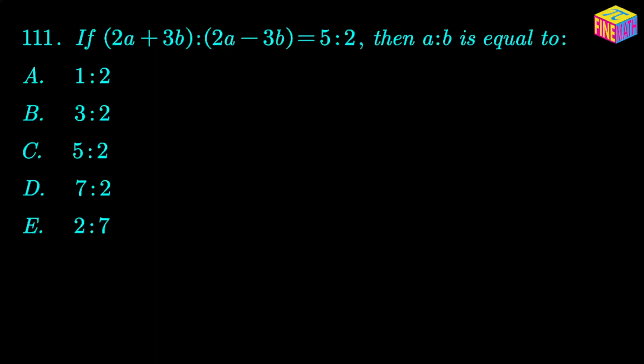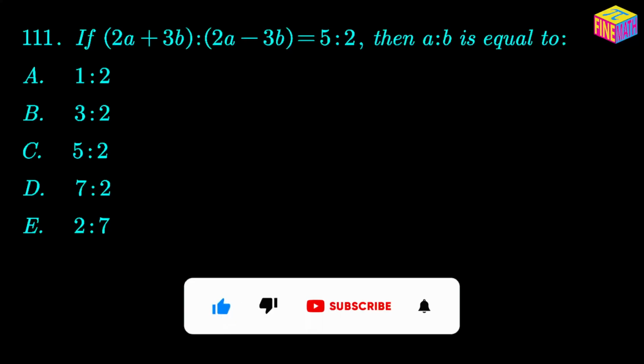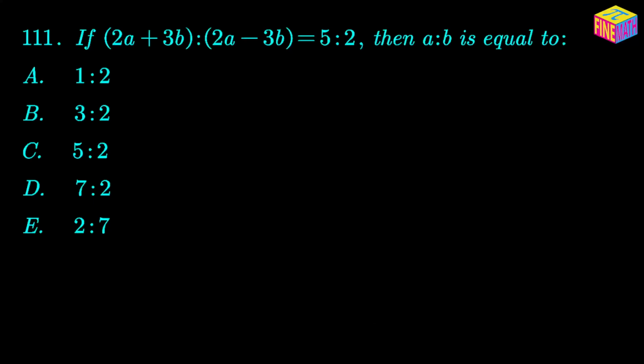So let's get started. Here the question says, if 2a + 3b is to 2a - 3b is equal to 5 is to 2, then a is to b is equal to which of the following 5 ratios? So here we have been provided that (2a + 3b) divided by (2a - 3b) is equal to 5 divided by 2. That's how we write the ratios.